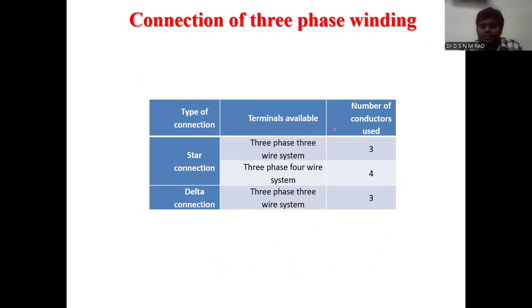What are the connections of three-phase system? We have two types of three-phase connections. One is the star connected system and another one is the delta connected system.